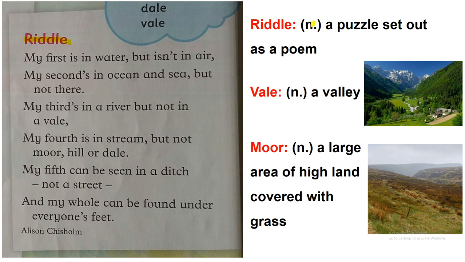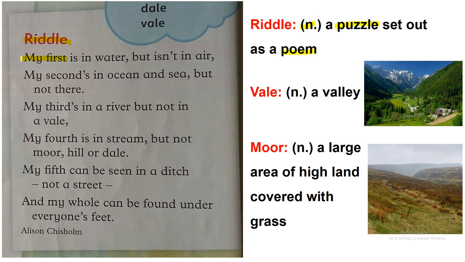Riddle is a noun, meaning a puzzle set out as a poem. So this is a puzzle, but it's set out as a poem, and we have to work out this puzzle. My first is in water, but isn't in air. My first means my first letter. We have to guess the word.